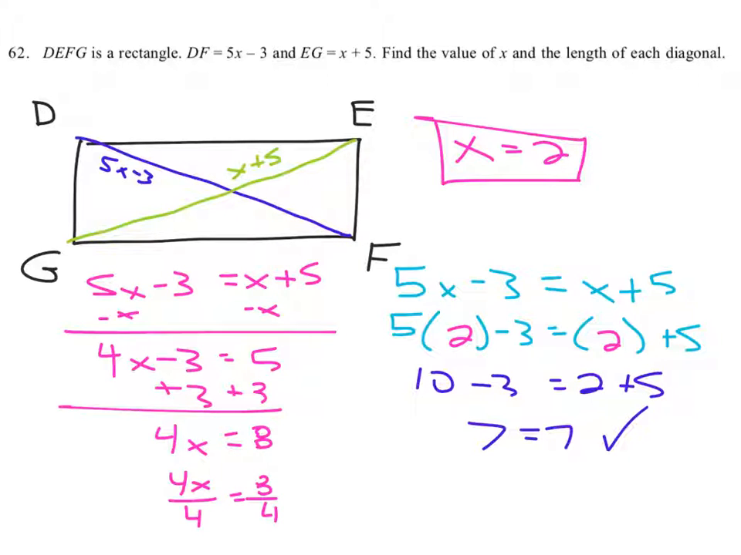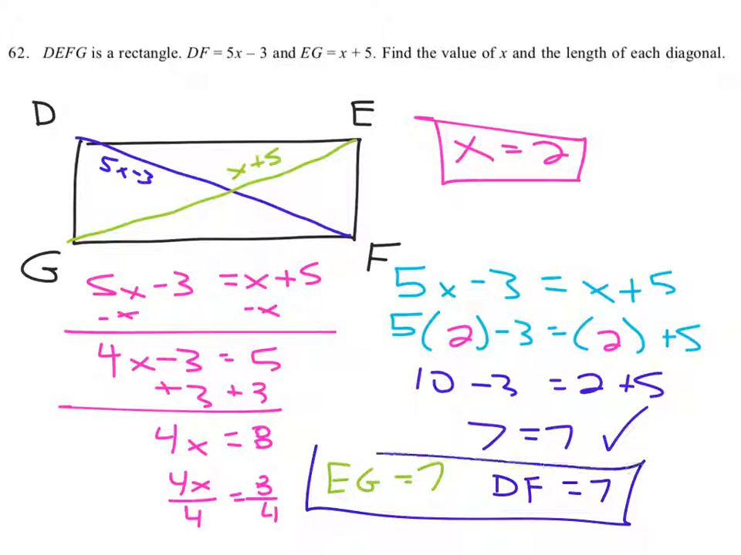we could write it as EG equals 7 and DF equals 7. They're the same, of course, but we want to name them both because it asks for the length of each.